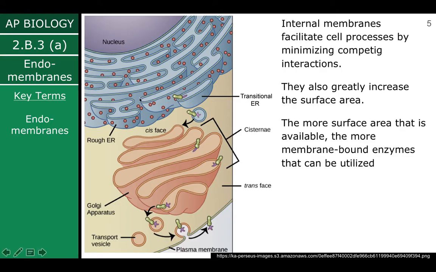But by having this addition of all the membranes, we're also increasing the surface area, which allows for more space for whatever it is to be. So for example, in our rough ER, we have all of this extra membrane, and that extra membrane creates more space for the ribosomes to be. The more ribosomes, the quicker the process can occur. Same thing happens here in our Golgi apparatus. The more membrane we have, the more vesicles we're able to make to increase the speed of transportation of particles in and out of the cell.